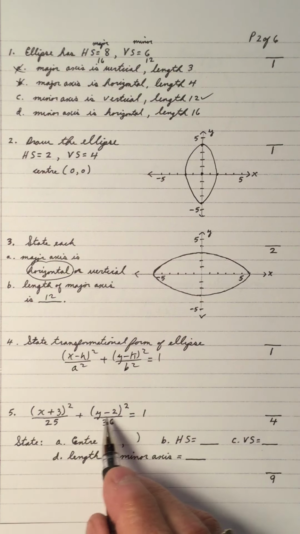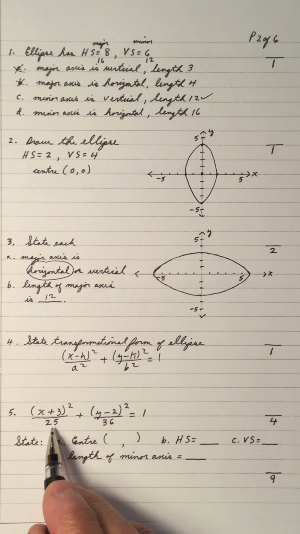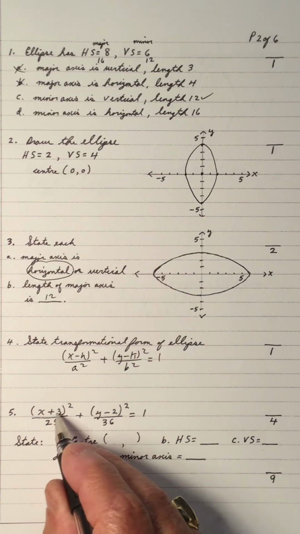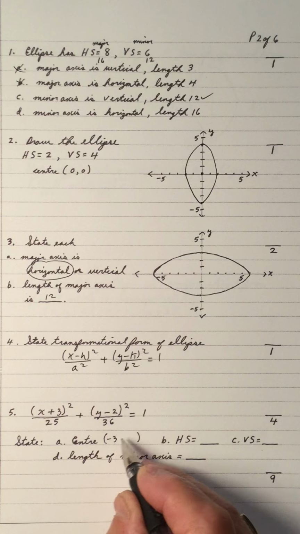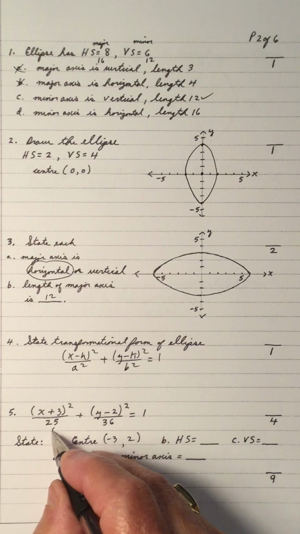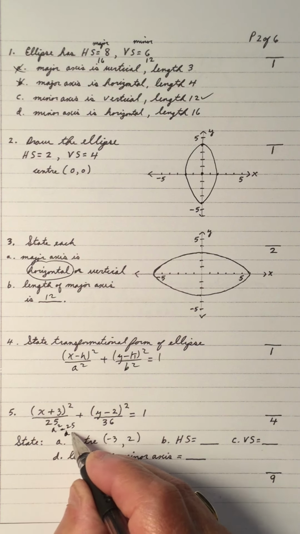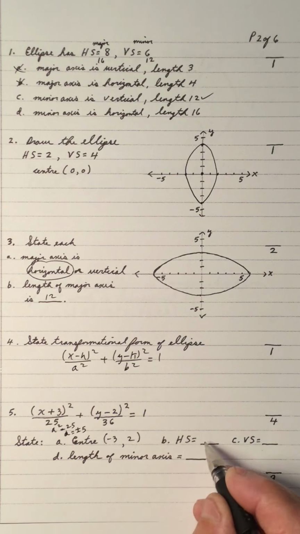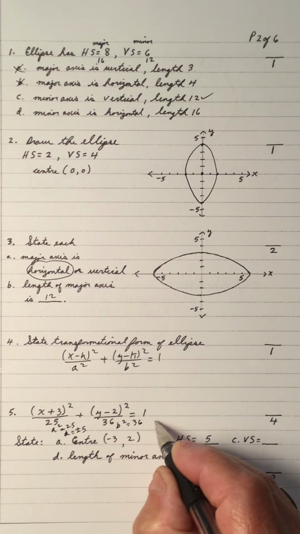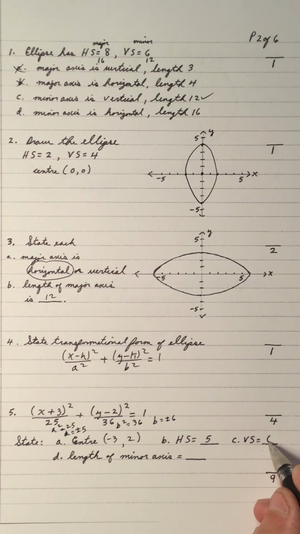Now we have an equation of an ellipse. Notice we have x squared and y squared, over a squared and b squared. The center is the opposite of what's in the brackets, so the center of the x is -3, and the center for the y is 2. The horizontal stretch, a squared, is 25, so that means that a is plus or minus 5. So the horizontal stretch is 5. B squared equals 36, so b equals plus or minus 6. So the vertical stretch is 6.